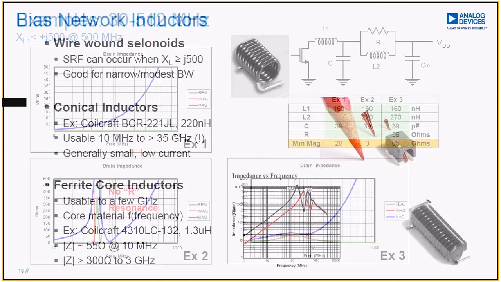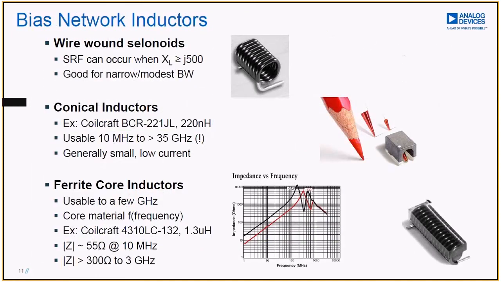There are broadband inductors. Those should also be in your bag of tricks. Plain old wire wound inductors are great, but as I mentioned before, they tend to resonate when they're above about 500 ohms, j500. Conical inductors, we often see these in millimeter wave applications, things that are going up to tens of gigahertz. They tend to be large for low frequencies, but they should be in your bag of tricks.